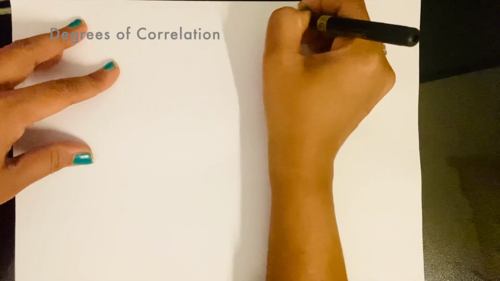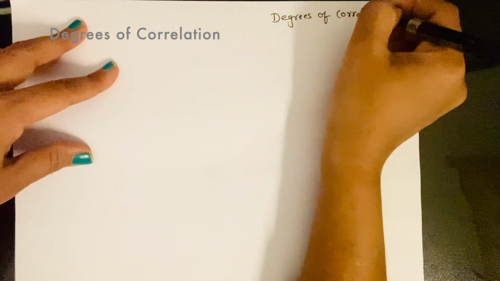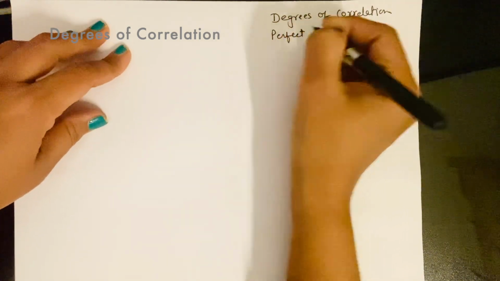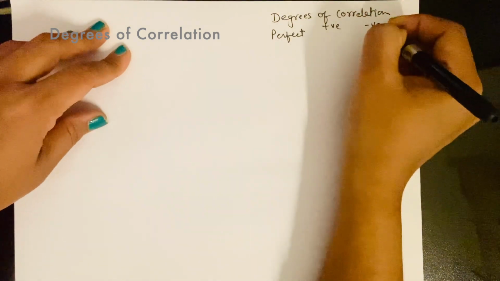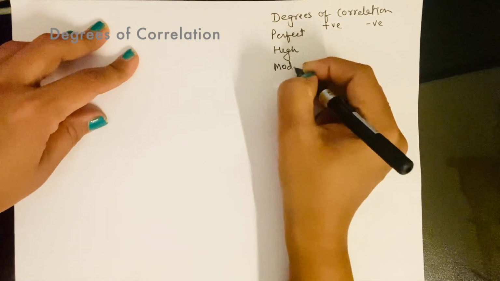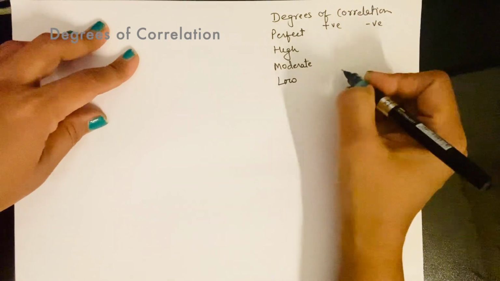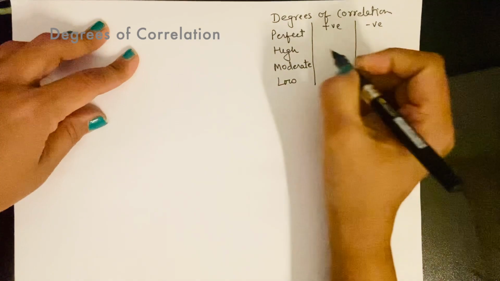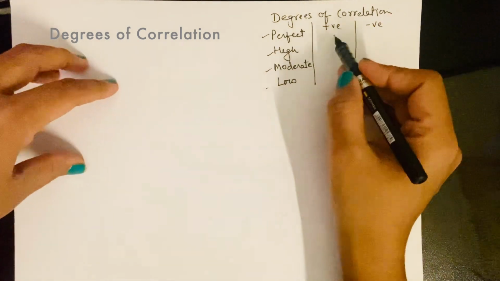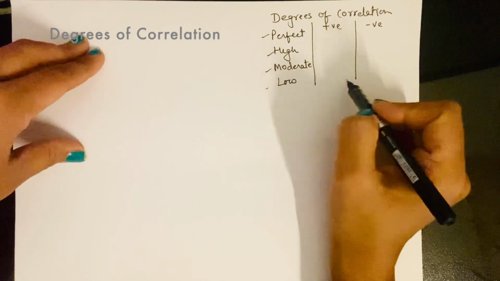Try to understand the degrees of correlation in terms of perfect, positive or negative, high positive or negative, moderate positive or negative, or low degree of positive or negative correlation. So there are 4 types of correlation: perfect positive and perfect negative, highly positive and highly negative, moderate positive and moderate negative, and then low positive and low negative.